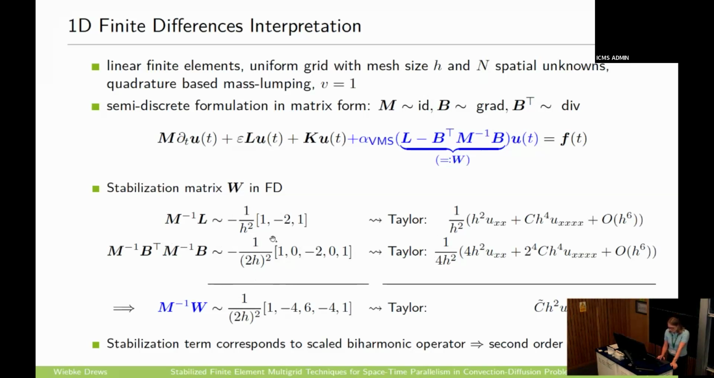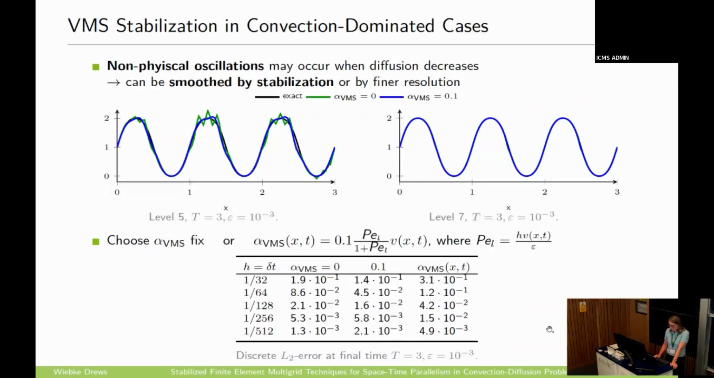And if we now compute our stabilization matrix, we see this is a pentadiagonal matrix, which basically corresponds to a scaled biharmonic operator. And we are of second order of accuracy. Coming back to our test case, we now apply the stabilization to our solution, and we see that the oscillations are smoothed. We use a stabilization parameter 0.1 here and level 5.